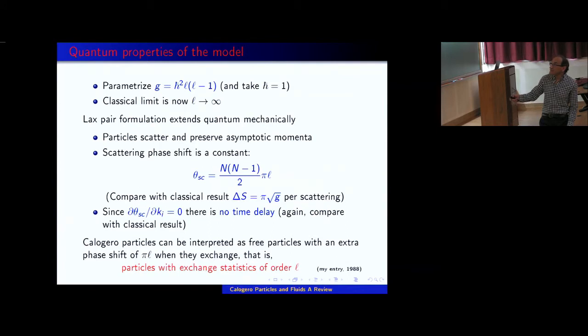Well, this tells you that the scattering phase shift is pi times L for each two-body exchange, so you can interpret these particles as particles obeying exchange statistics of order L. So this is the first sense in which you can say that these particles are free or almost free, but with fractional statistics.